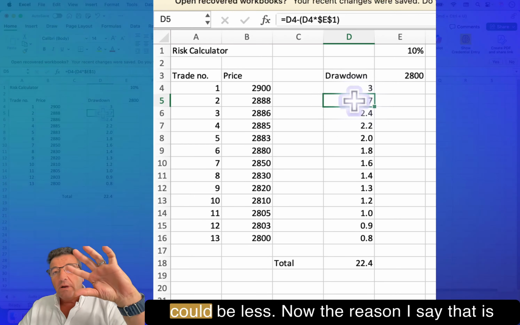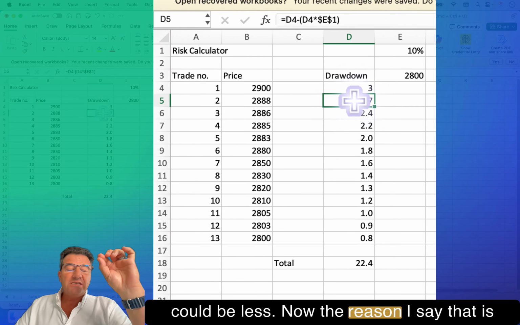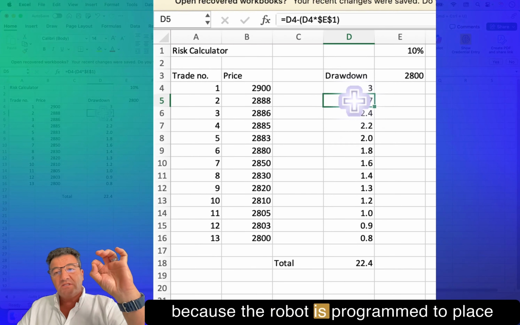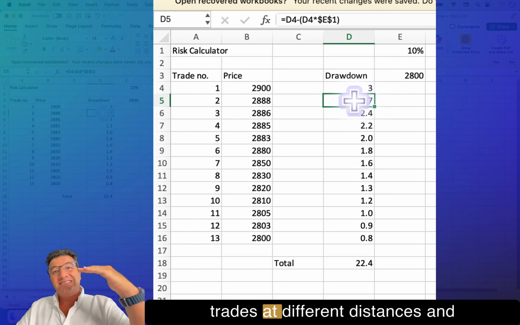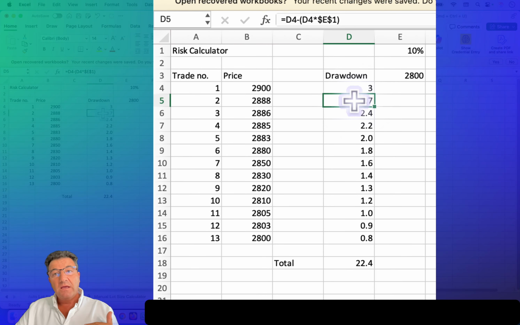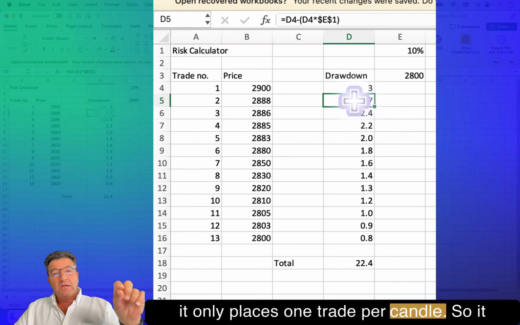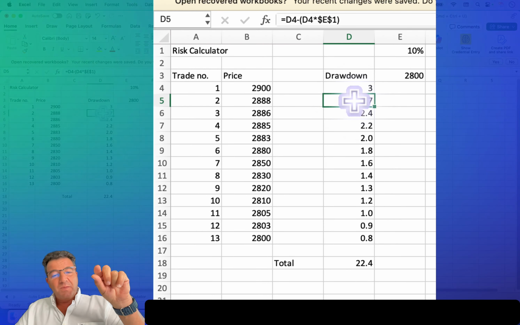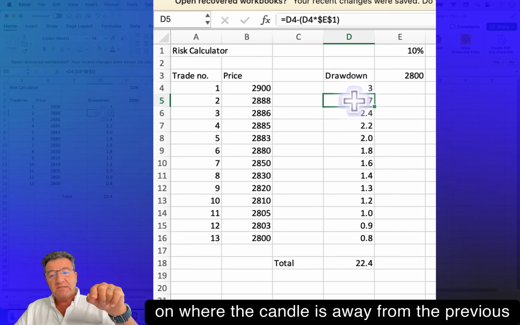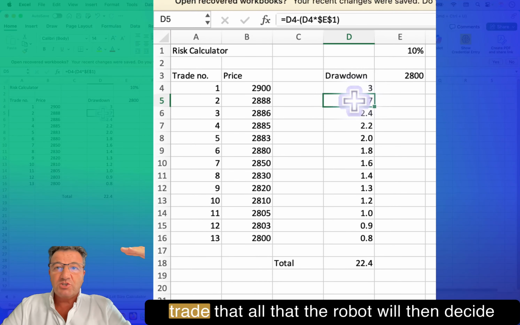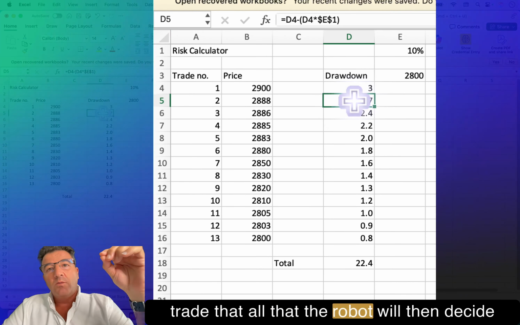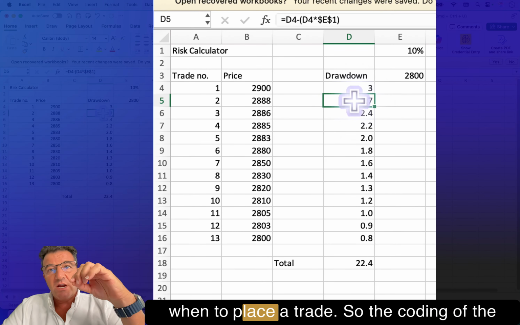It could be more, it could be less. Now, the reason I say that is because the robot is programmed to place trades at different distances, and it only places one trade per candle. So it depends on where the candle is and away from the previous trade that the robot will then decide when to place a trade.